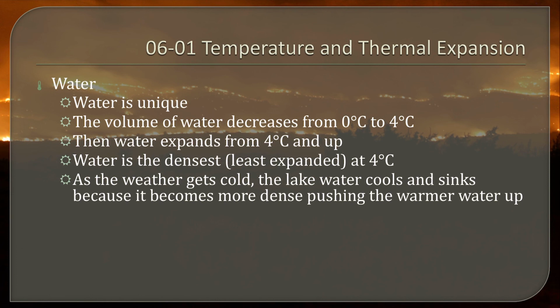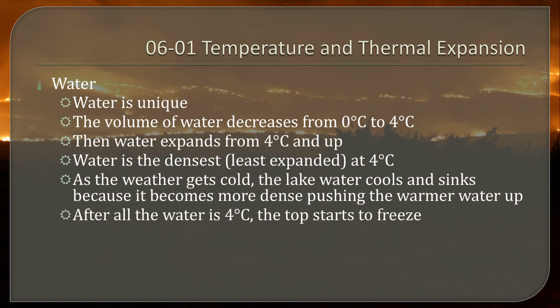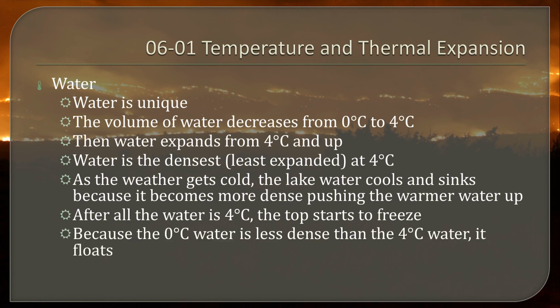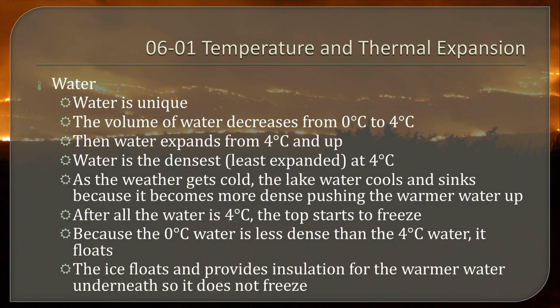So as the weather gets cold, the lake water cools, and because it's more dense, as it shrinks, it sinks down to the bottom, and the warmer water, which is more expanded, is less dense, so it moves up to the top. After all the water is 4 degrees Celsius, the top starts to freeze. But because the 0 degrees Celsius water at the top is less dense than the 4 degrees Celsius water below it, the ice in the cold water floats at the top.